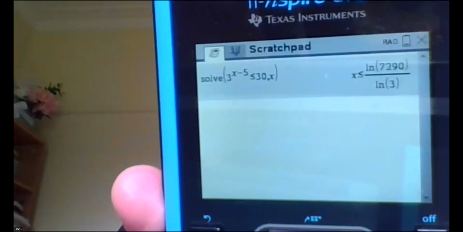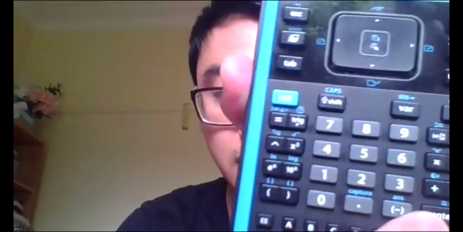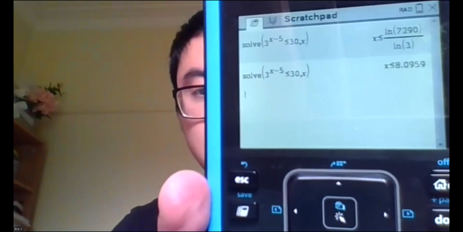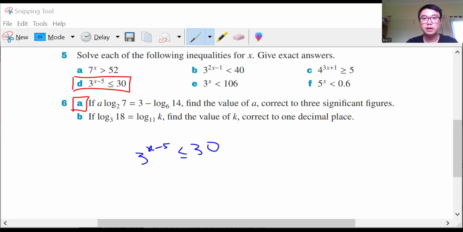You get the exact values expression here, which is in terms of natural log: ln 7,290 over ln 3. We can also get the decimal. You can go Control Enter. You can see the enter above, that's the approximate sign, so that will give you the result in terms of decimals. So let's quickly write our answers in. Let me just quickly share my screenshot here.